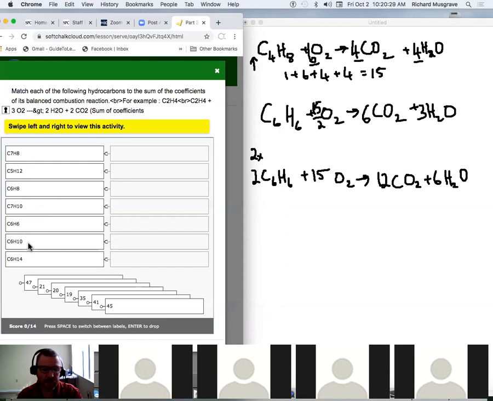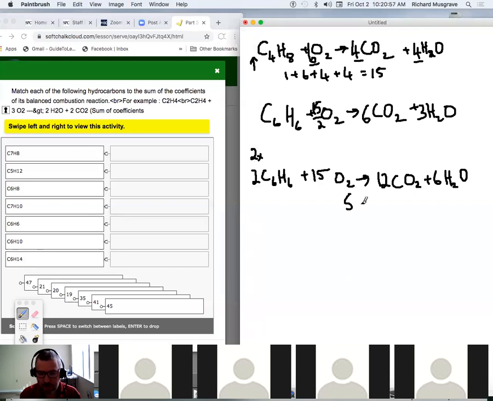10 divided by 2 is 5. Yes, I have to multiply that one by 2. And 14 divided by 2 is 7. I have to multiply that one by 2 as well. So you can imagine that by multiplying the whole reaction by 2, it does increase the sum of coefficients quite dramatically. And in this instance, it would be 17 plus 12 is 29, and 6 is 35. So that would be my answer there. 35 would be the sum of coefficients.